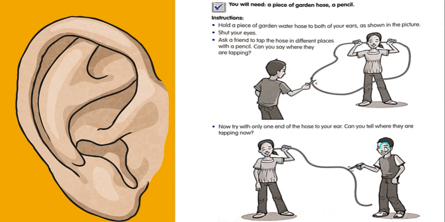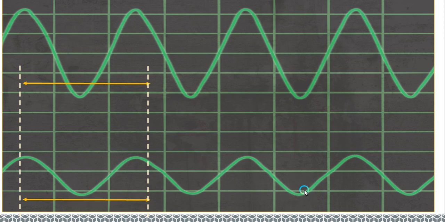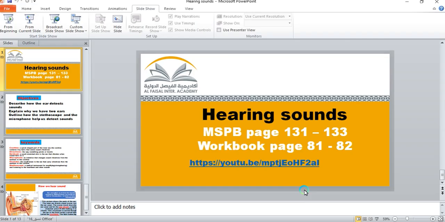So now here is an activity. Explain why it is better to have two ears than one. I already explained the reason why. All of these you will answer in the textbook.